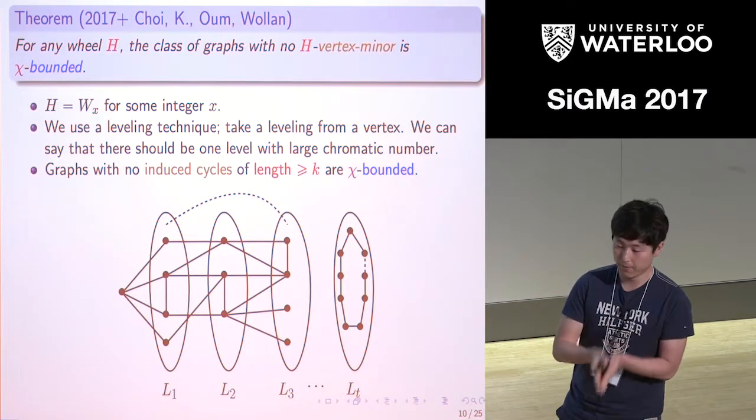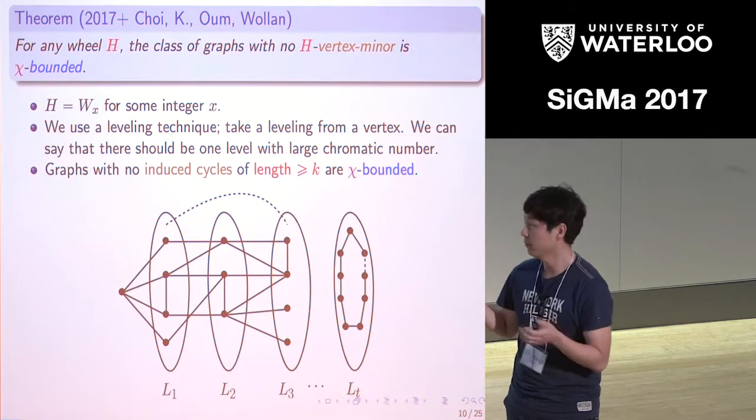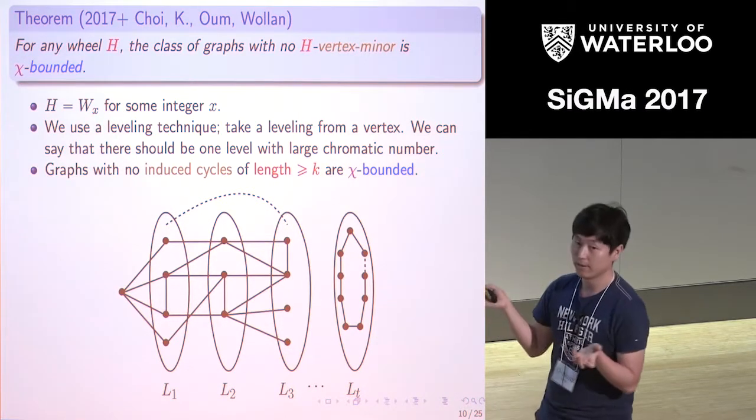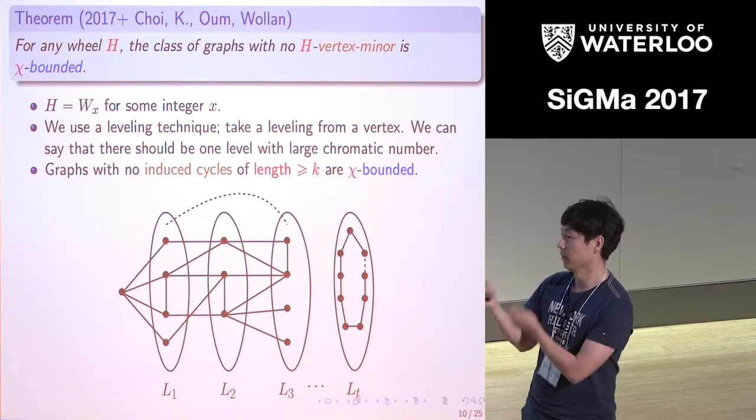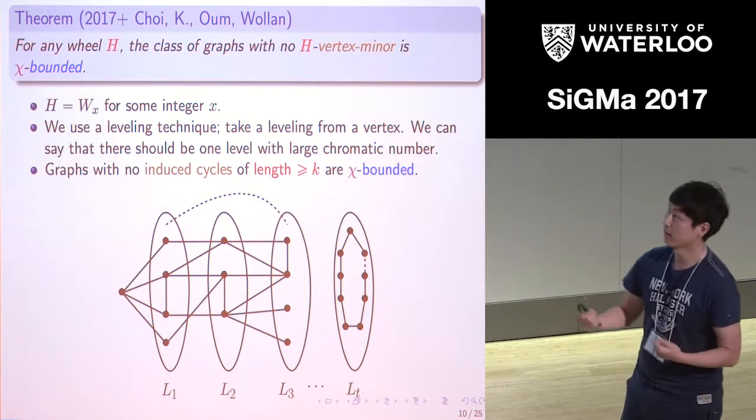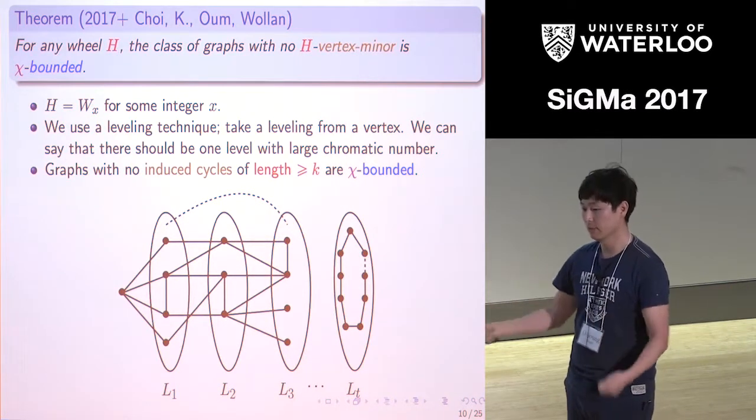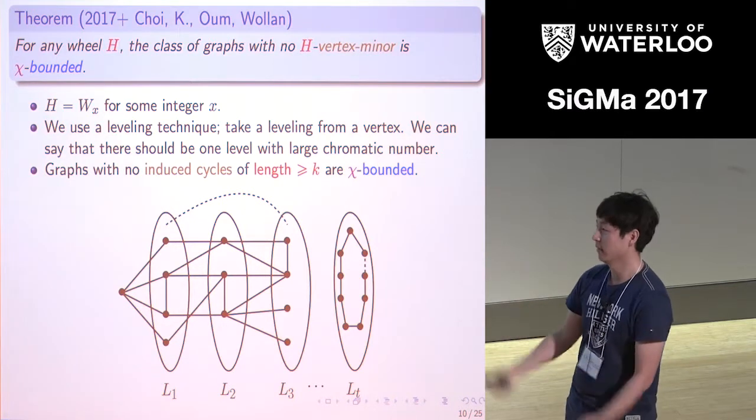And then a simple observation is that each layer can be colored by some number of colors, say k colors. Then the whole thing can be colored by 2k colors by taking the even layers and the odd layers individually. So this implies that if the graph has a sufficiently large chromatic number, you should find some layer which still has a large chromatic number.